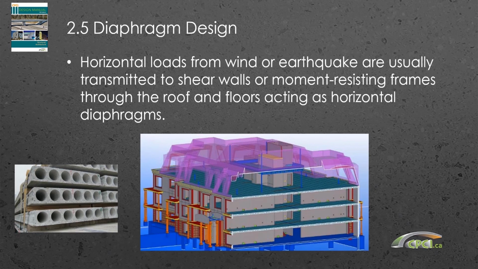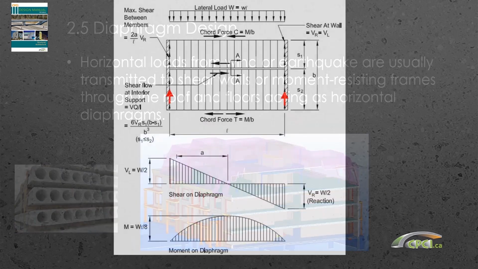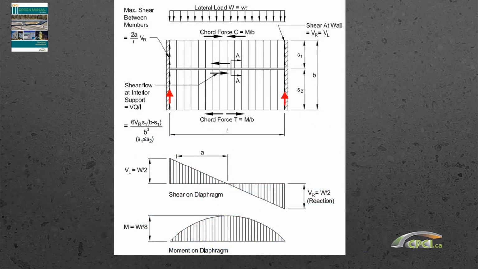Hollow core can be designed as a diaphragm, in this case transmitting the loads to the interior shear walls or exterior shear walls or elevator and stair shafts, depending on the design of the structure. So we want to use these diaphragms to get the load from where it's applied to the lateral load resisting system. This diagram has been in the CPCI design manual for years.